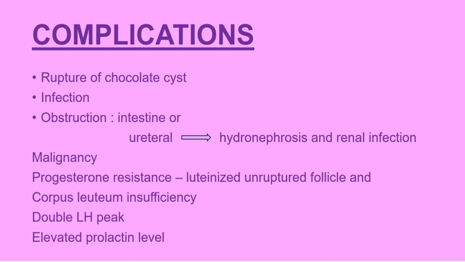Next, it can lead to progesterone resistance. That will lead to luteinized unruptured follicle. So follicle will not get ruptured and ovulation will not occur. Now due to progesterone resistance, it will lead to corpus luteum insufficiency. Double LH peak will be seen. That means LH surge will be seen twice. If you want to understand it thoroughly, I have already uploaded shorts on double LH peak. Then elevated prolactin level can be seen.